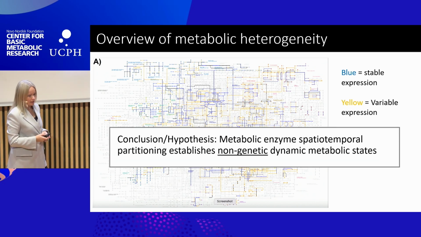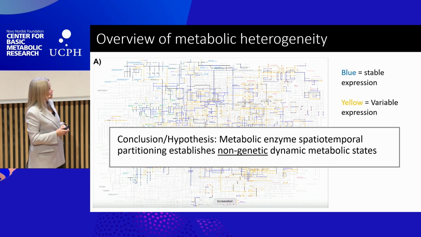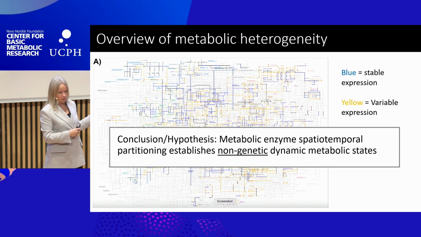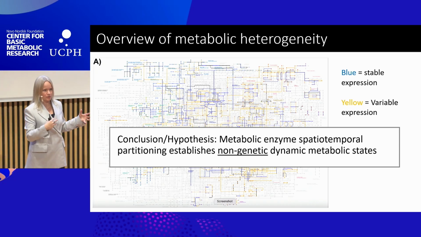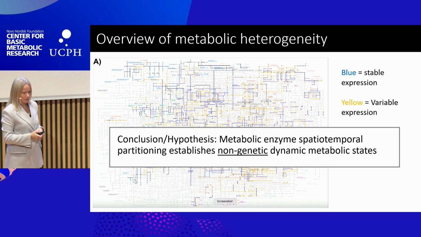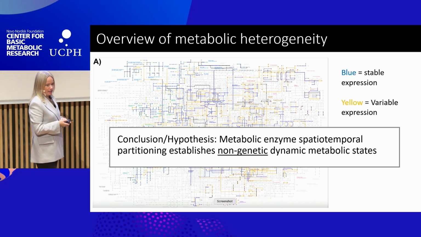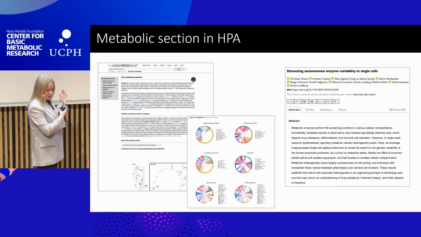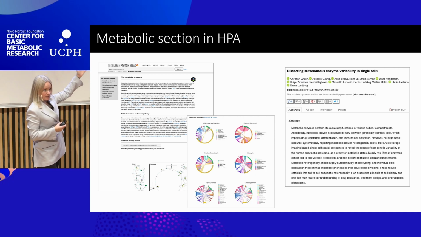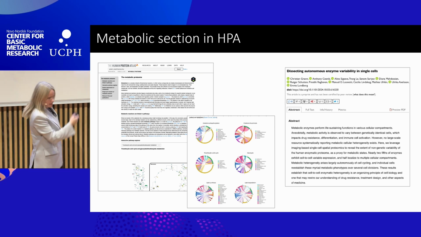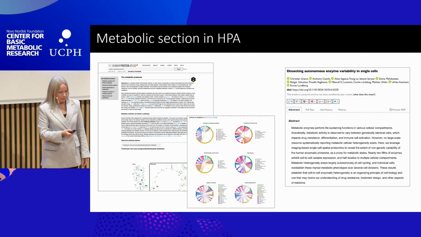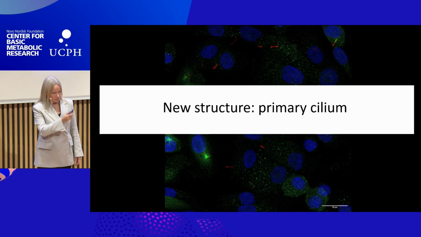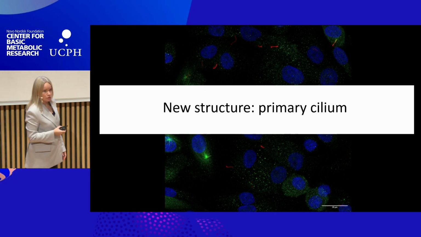So our current conclusion hypothesis is that metabolic enzyme spatial-temporal partitioning establishes non-genetic dynamic metabolic states. And right now we're doing some pretty large perturbation studies, so we can see how we can shift cells in and out of these different populations in this continuum and see how protein localization and enzyme localization changes. If you want to explore this data, there's a preprint and there's also some sections on the Protein Atlas. So all the data is already published and we've summarized it into landing pages on the Protein Atlas as well.